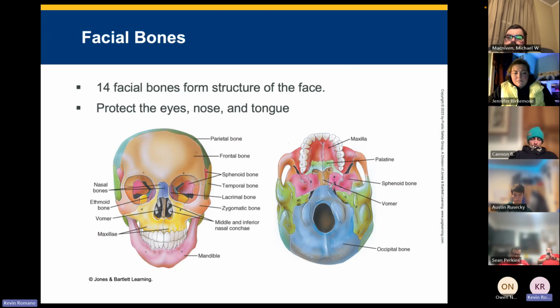All right, so the facial bones. The frontal and ethmoid bones are part of both the cranial vault and the face. There are 14 facial bones that form the structure of the face, including the maxillae, the mandible, the zygoma, which used to be the zygomatic bone, palatine, nasal, lacrimal, vomer, and inferior nasal concha bones as well. The facial bones protect the eyes, nose, and tongue.